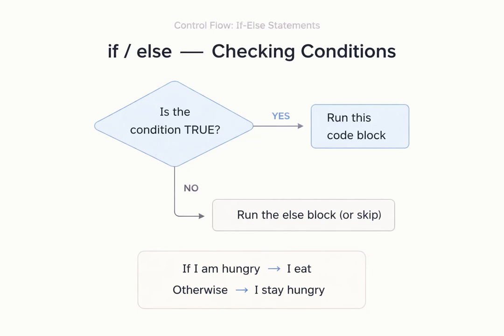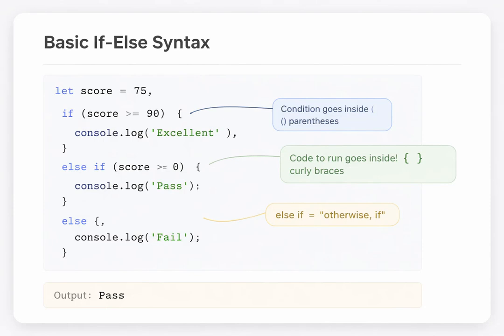Now, we move into one of the most fundamental ideas in programming, if-else statements. This is part of what's called control flow, meaning we're controlling which code runs and when. The concept is simple. You check a condition. If that condition is true, one block of code runs. If it's not true, a different block runs, or nothing runs at all. Think of it like everyday decisions. If I'm hungry, I eat. Otherwise, I don't. That's literally what if-else does in code. Here's the basic syntax.